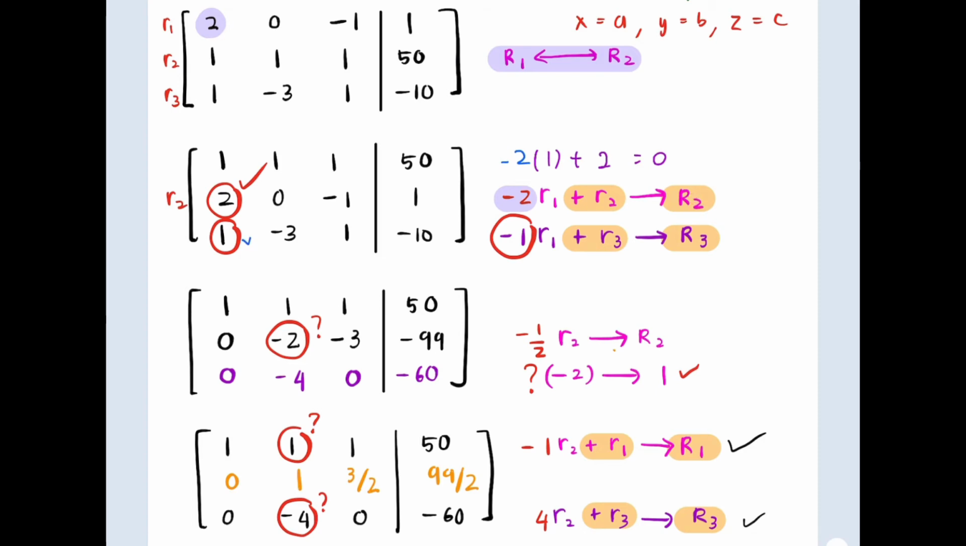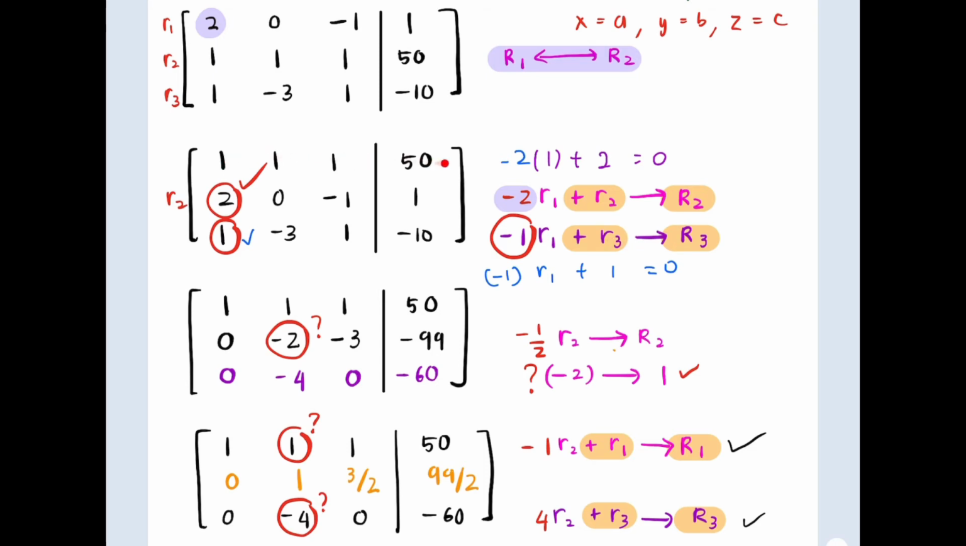Next, let's see this one here. We want to make this entry 0. So what should we multiply to row 1? When you add 1, you get 0. So here we know the answer is negative 1. That's why let's write here negative 1 R1 plus R3 put at the new R3.